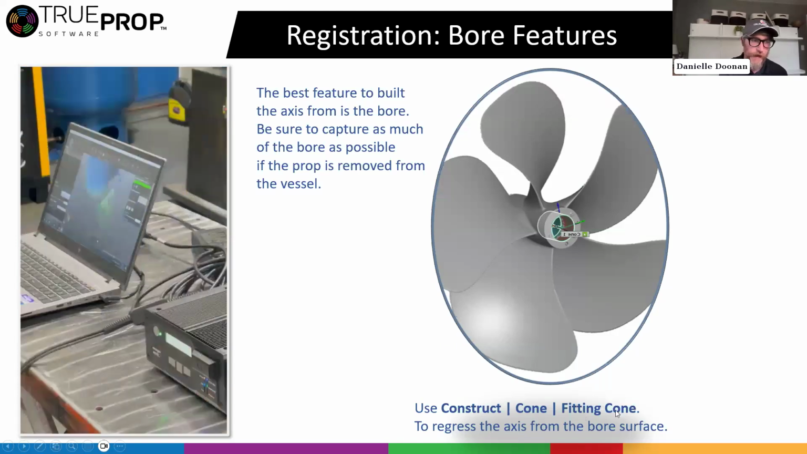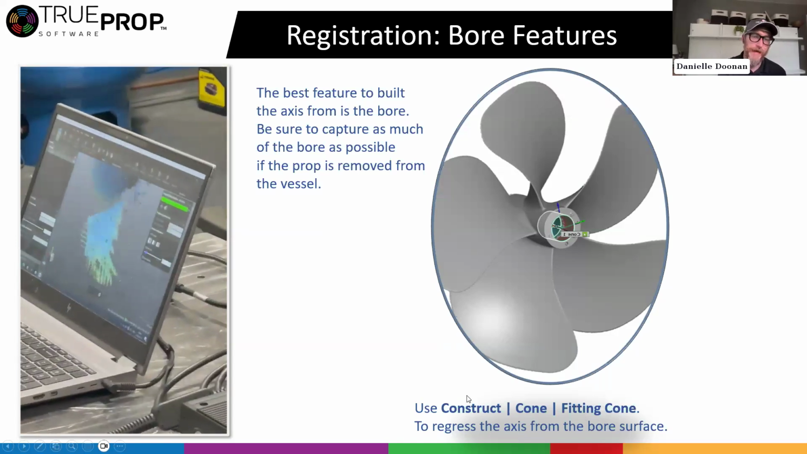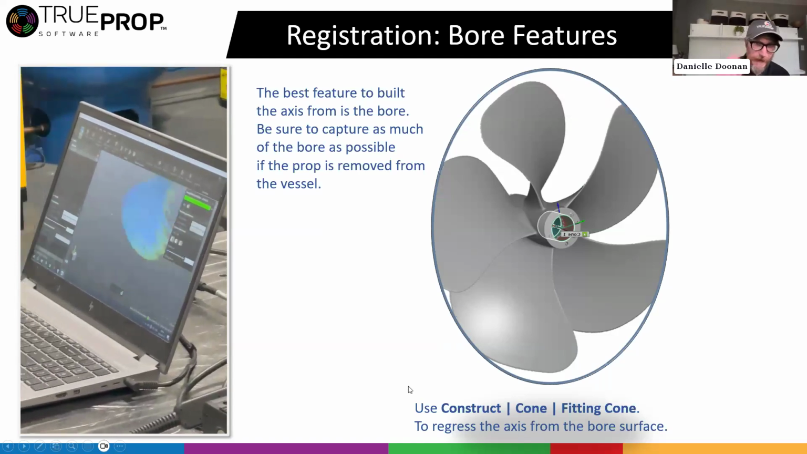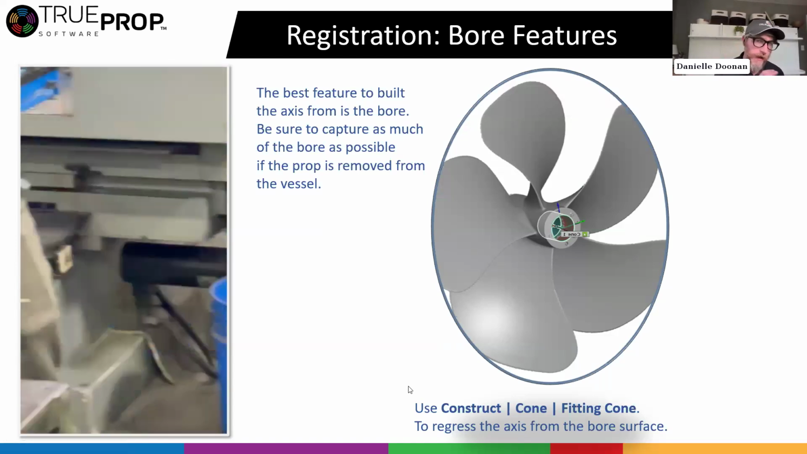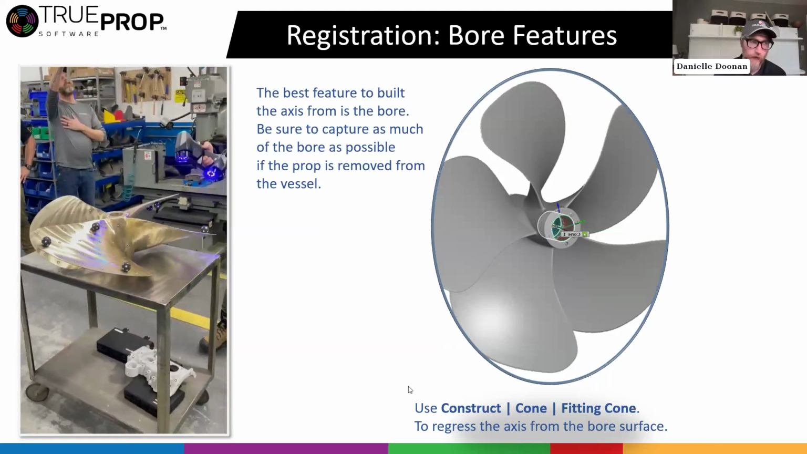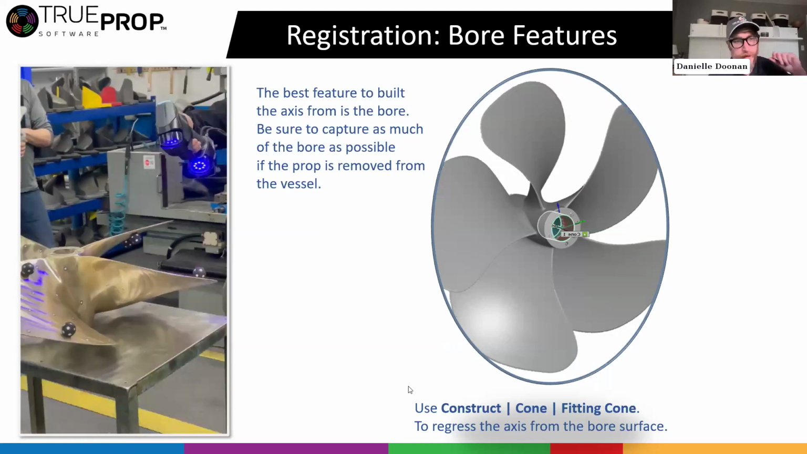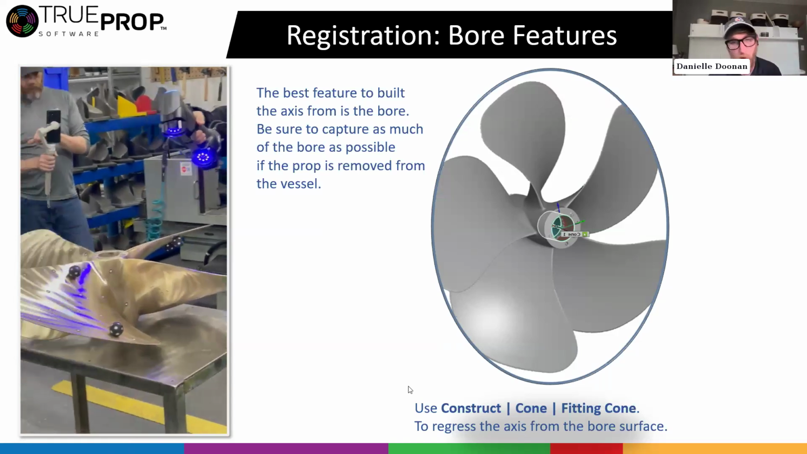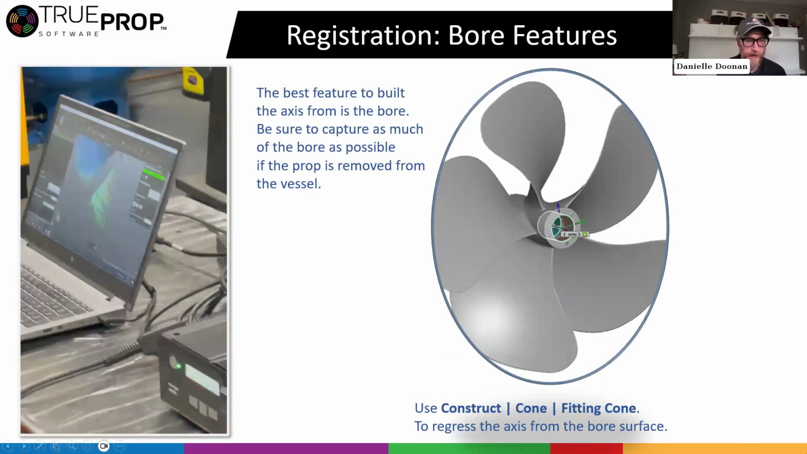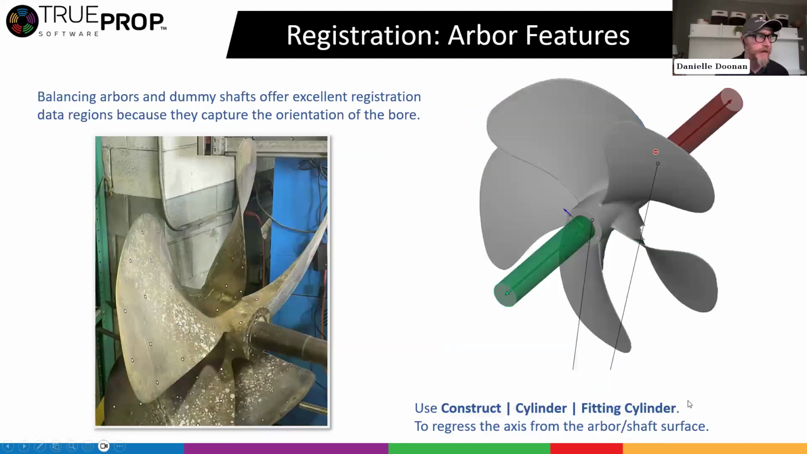And what we'll do when we go to set this up is, this construct cone, fitting cone, is the command in Zeiss that's used to select that surface. A lot of that's done automatically. You click on the bore and it just fits the cone in there. We use a cone because it's a tapered hole most of the time. Okay, so let's look at the next case.